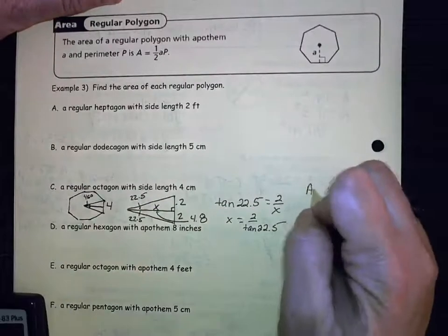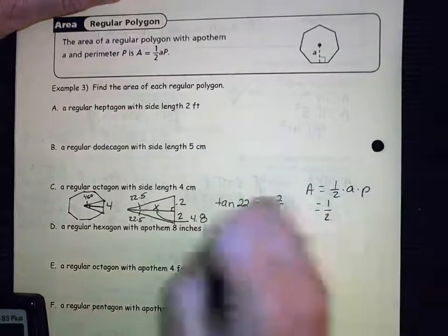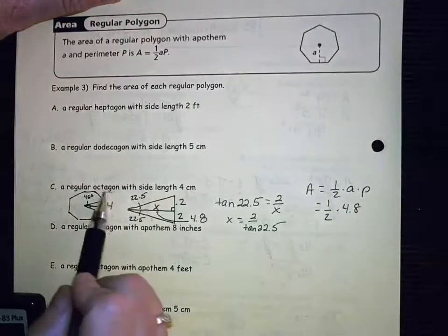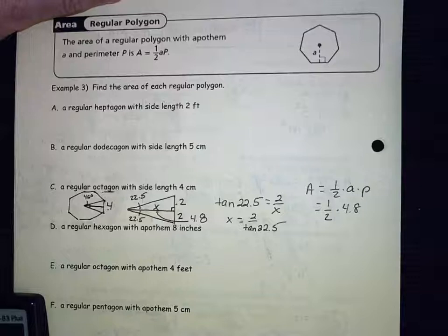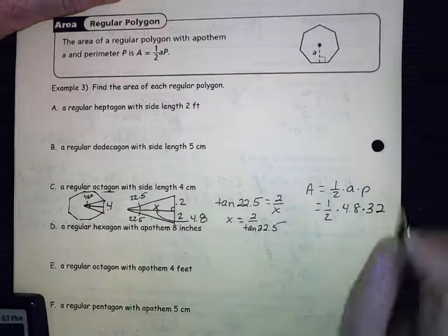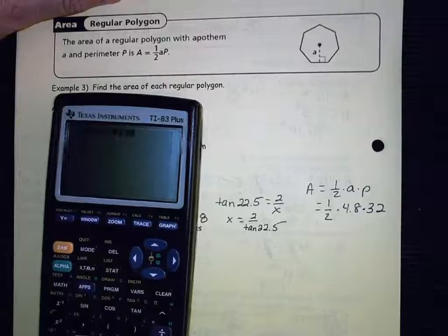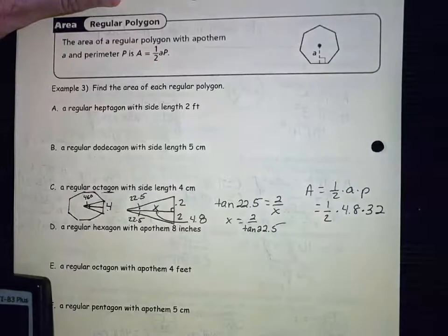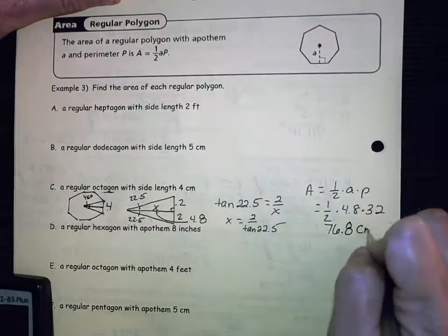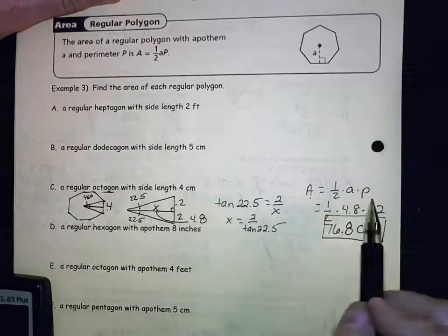Now our formula is 1/2 the apothem times the perimeter. We just figured the apothem to be 4.8. And the perimeter, an octagon, is 8 sides. Each of them are 4. So our perimeter, 8 times 4 is 32. And then we can do 1/2 times 4.8 times 32. And that octagon has an area of 76.8 centimeters squared. 1/2 the apothem times perimeter.